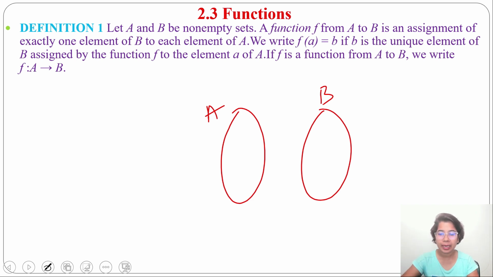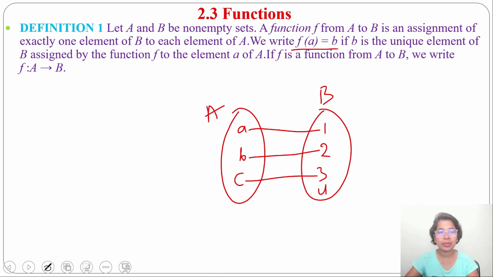Let A contain a, b, c. These are elements of set A, and B contains 1, 2, 3, 4. So in a function, we assign exactly one element of set B to each element of set A. Like let f of a equals 1, f of b equals 2, f of c equals 3. So we write f of a equals b.